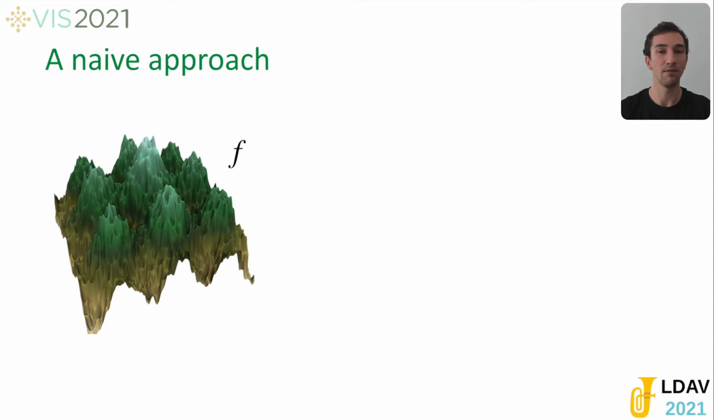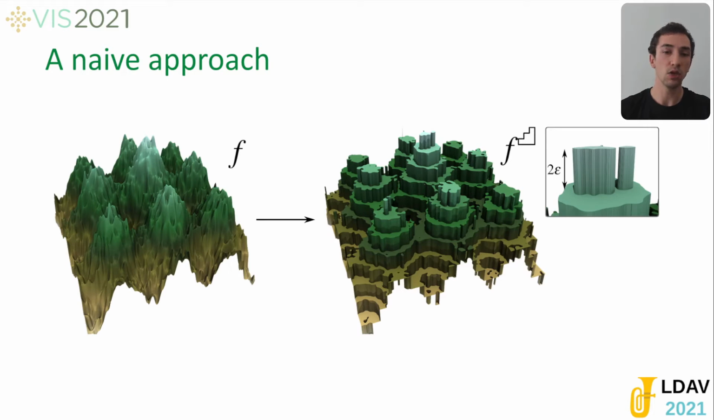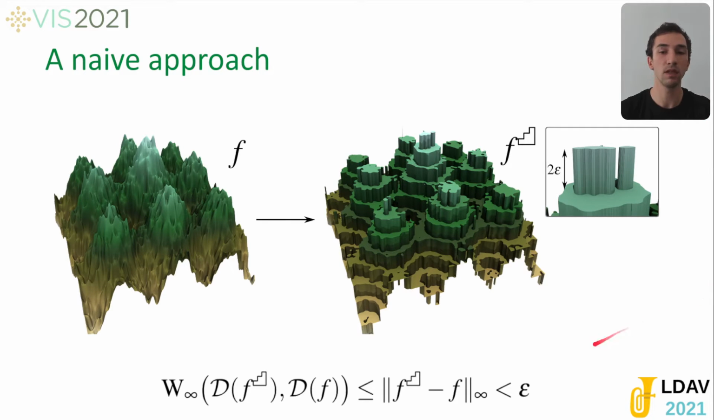Here is our input scalar field f. And given the stability bound that we've mentioned previously, it's fairly easy to build an approximation of a persistence diagram with guarantees on the bottleneck error. For instance, we just need to compute a staircase function, f staircase, that approximates f with a step height of epsilon. And in that case, the uniform distance between the fields is bounded by epsilon, and as such, so is the bottleneck distance between their persistence diagrams.